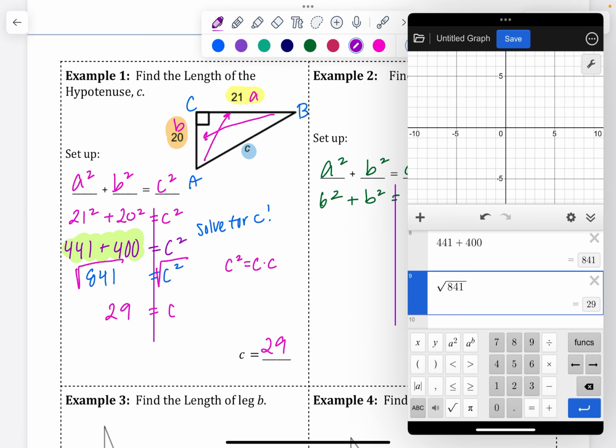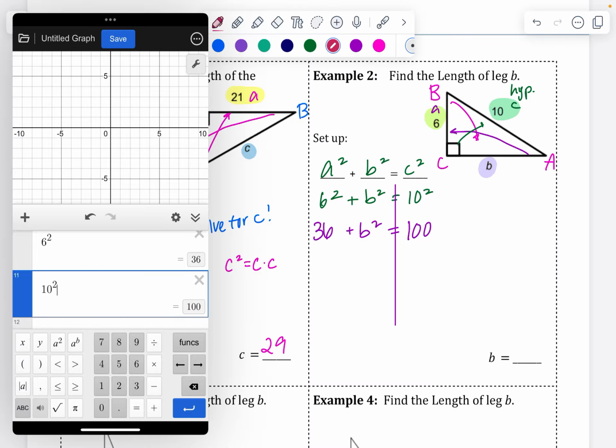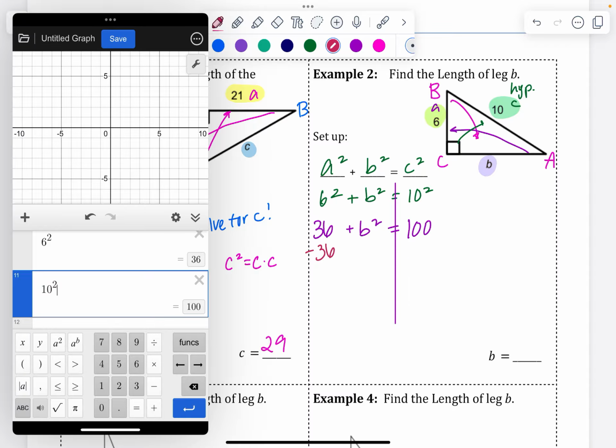So I can compute. 6 squared, or 6 times 6, is 36, plus my unknown of B squared. 10 squared, or 10 times 10, is 100. And then here you're solving for B. So I'm going to subtract 36 on both sides. I get B squared is equal to 100 minus 36, which gives me 64.